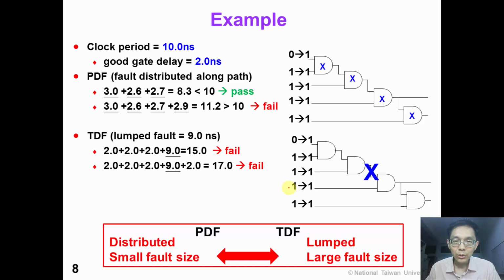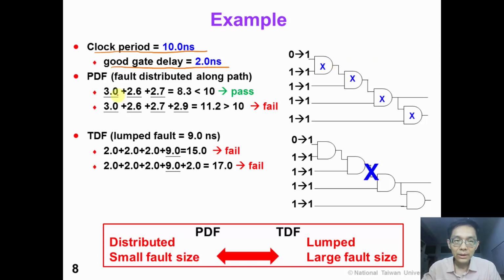So let me give you a specific example about path delay fault and transition delay fault. In this circuit, suppose that the clock period is 10 nanoseconds. For each gate delay, the good value is 2 nanoseconds.